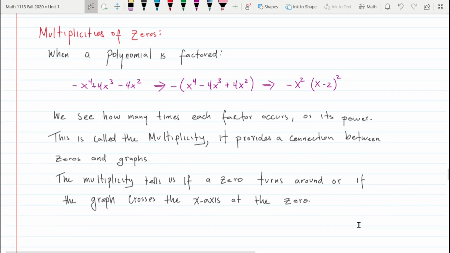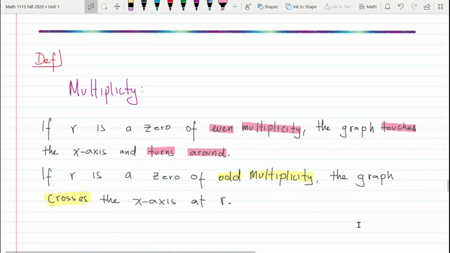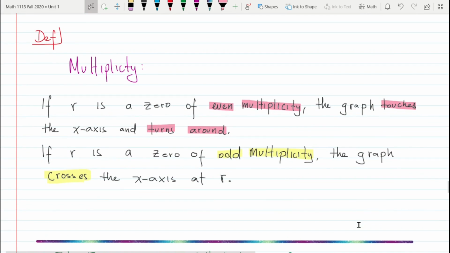Okay? So here's a more formal definition of what multiplicity is. Let's say r is just a number. If r is a 0 of even multiplicity, then the graph touches the x-axis and turns around. If r is a 0 of odd multiplicity, then the graph is going to cross the x-axis at said value.